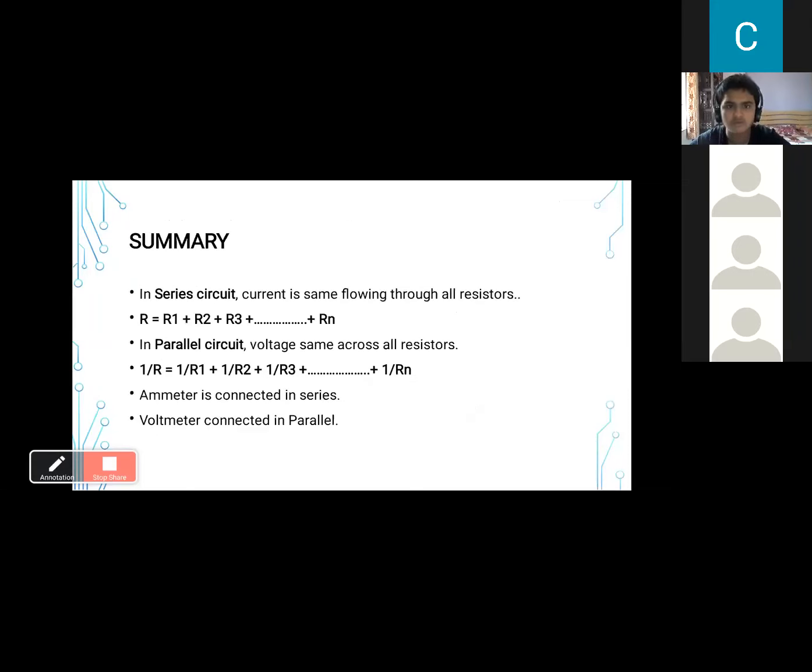So this is the summary that we have done today. In a series circuit, current is the same. In a parallel circuit, voltage is the same, and R is a reciprocal addition. An ammeter is connected in series, a voltmeter is connected in parallel. Please ask me any doubt.